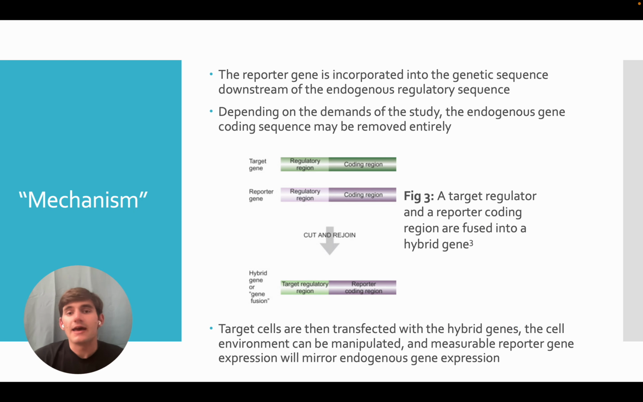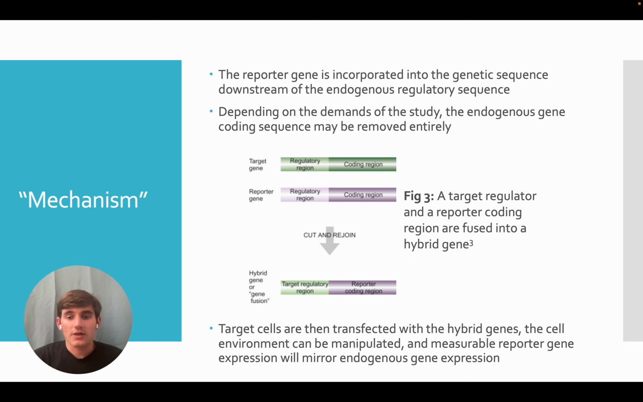Let's look at a little more in-depth view of the mechanism of reporter assays. So generally, the reporter gene is incorporated into the genetic sequence of interest downstream of the endogenous regulatory sequence. Now, depending on the demands of your study, the endogenous gene, the gene whose regulation you are studying, may be cut out completely. This is because the endogenous protein that this gene codes for may interact with the reporter protein that your reporter gene codes for, and these interactions may cause deviations in your data.